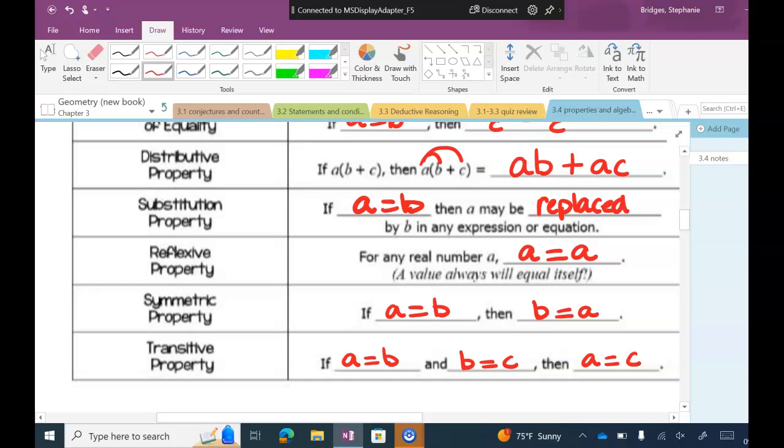Does anybody have any questions on any of those properties? We've used all of these before in equation solving. We just don't really think about it. Okay.